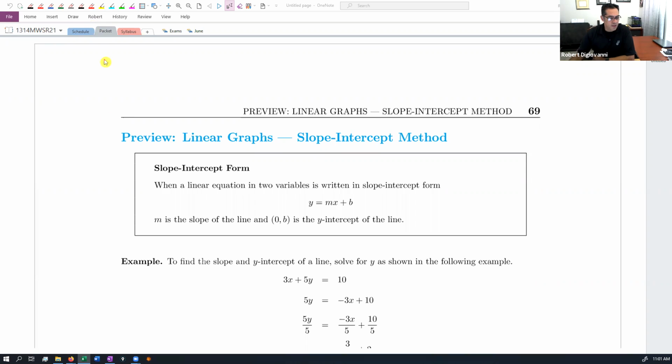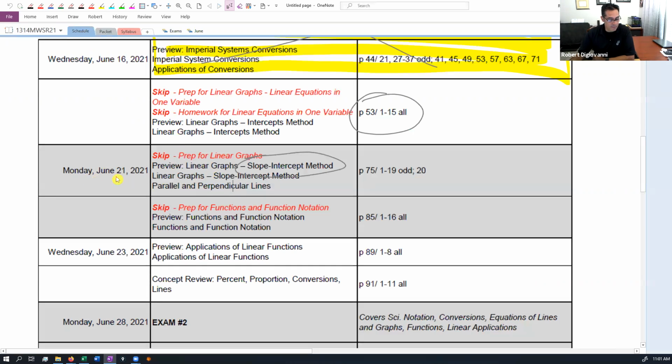Okay, today we are going to continue talking about lines. We are going to talk about the slope-intercept method and then parallel and perpendicular lines. Then we're going to get into functions and functional notation, and that'll be it for today. So we actually may end early depending on if we can get through this in time. So we'll see.